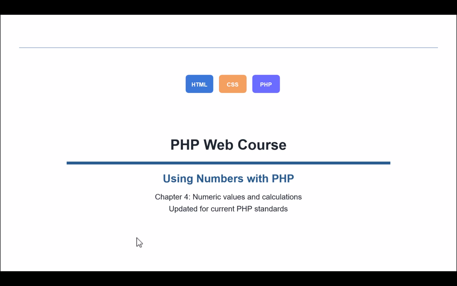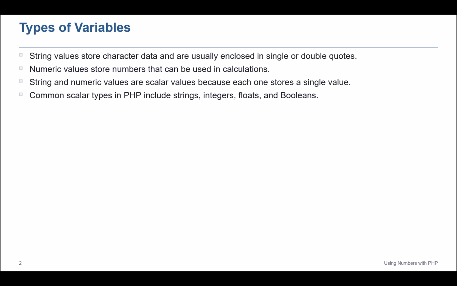In this video tutorial, you will learn how to store and use numeric values in variables. I have previously talked about string variables, which contain character data enclosed in single or double quotes. Numeric variables store number values. String and numeric variables are called scalar values because each one stores a single value. In PHP, common scalar types include strings, integers, floats, and booleans.